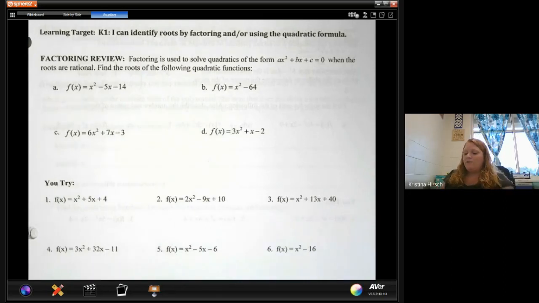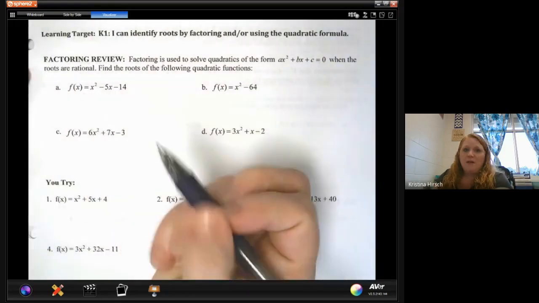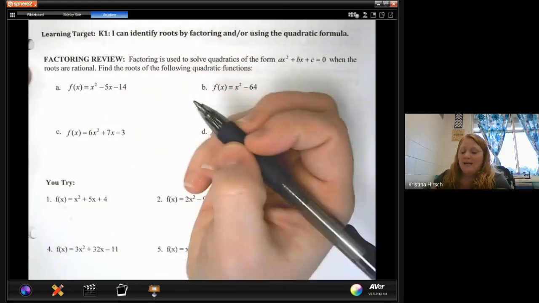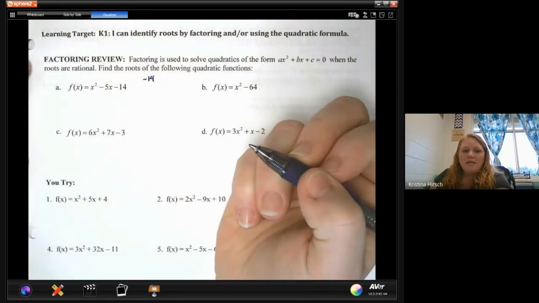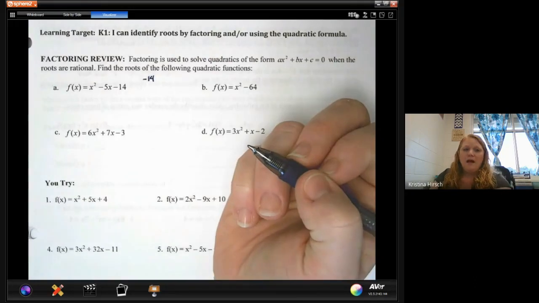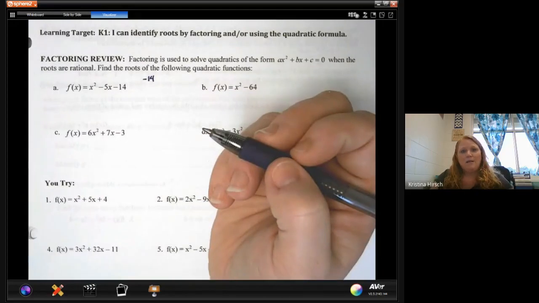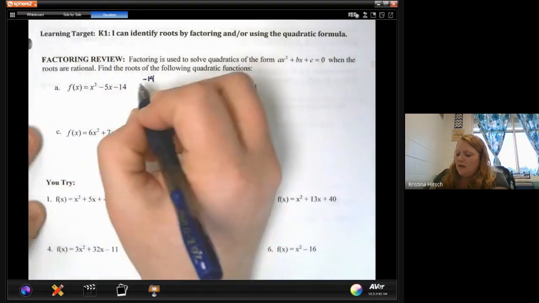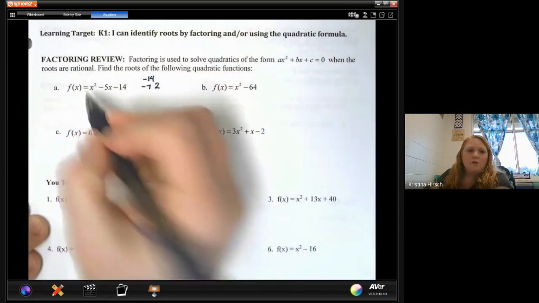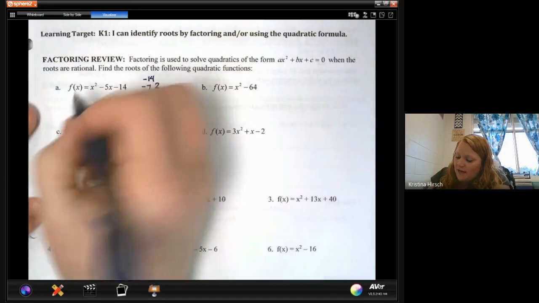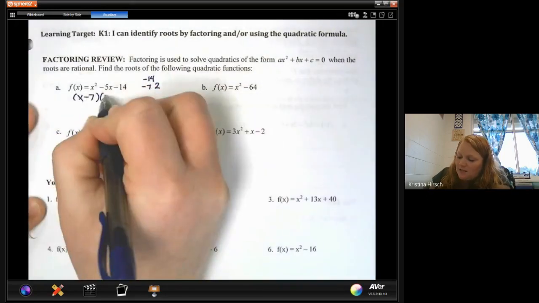All right, so if we look at this first example, this is an example of the AC method. So you're going to multiply 1 times negative 14, and that's your A times C. So you get negative 14, and then you've got to figure out what can you multiply to get negative 14 that's going to add together to give you the negative 5 that you need in the middle? And so you would use negative 7 and positive 2. Now, because A is 1, you can go straight to your parentheses. So we're going to have x minus 7 and then x plus 2.